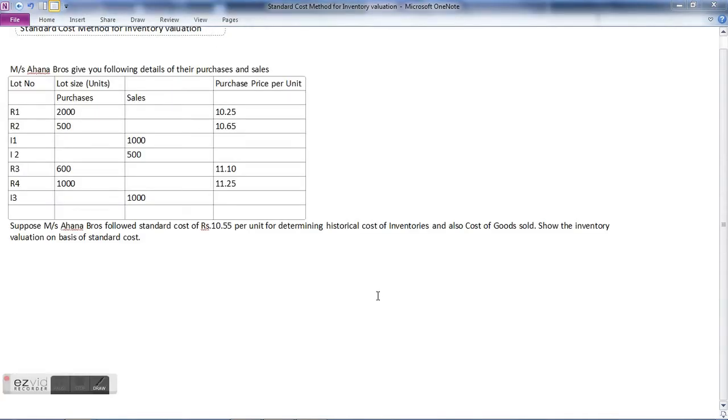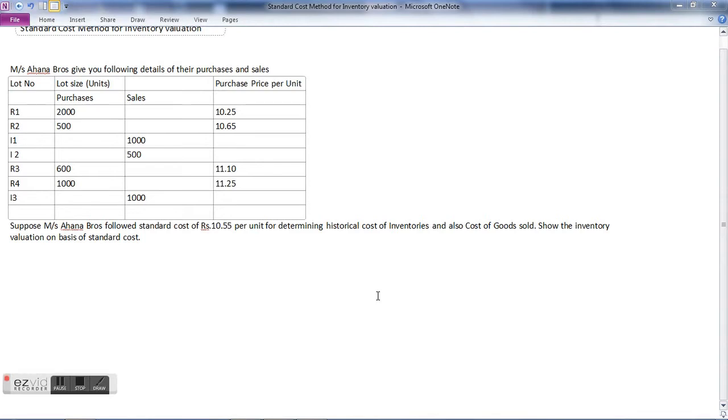So this is an example. Messrs. Ahana Brothers give you the following details of their purchases and sales. Lot number is given. Lot number is like an invoice number or a voucher number. Then lot size is given, that is the units sold and units purchased, and then you are given the purchase price per unit.